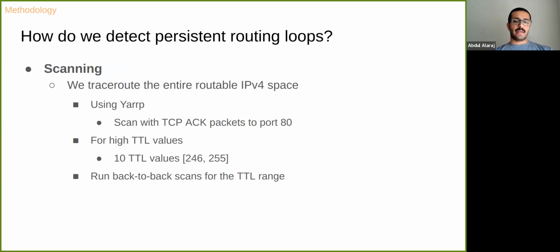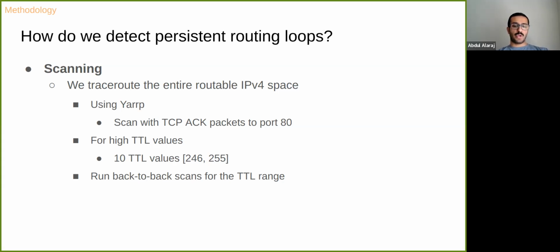So now, how do we conduct our scanning? On a high level, we use YARP, a network topology discovery tool, to scan the entire IPv4 space. We scan the internet once per TTL value in the range of 246 to 255. For example, we start by scanning the internet for TTL of 246, then scan the internet again for TTL of 247, and so on until we complete all 10 TTL values. This helps us avoid routers' ICMP rate limits because each destination is probed once per TTL value instead of 10 times at once. And once the scans for the TTL range are complete, we repeat the process again, meaning that we run back-to-back scans for the 10 TTLs.